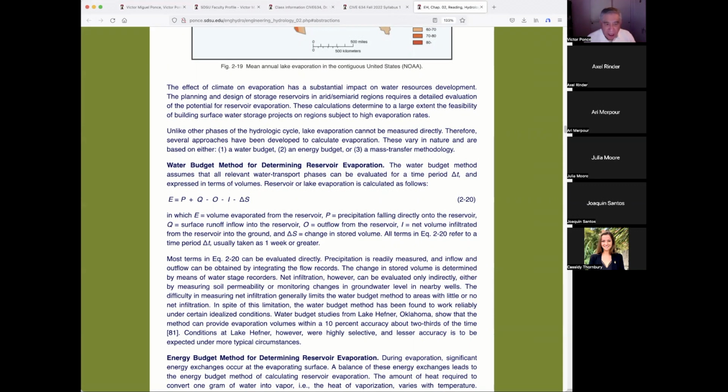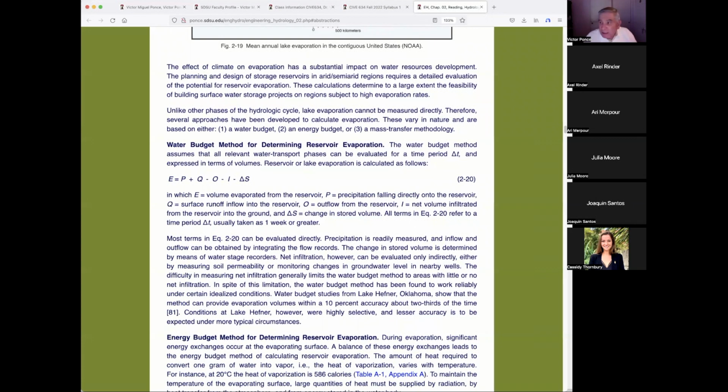Okay, so first we talk about the water budget. The basis of the water budget is this equation over here. It's a volumetric accounting of where the water is going. E is evaporation, P is precipitation, Q is surface runoff into the reservoir. Typically, a water budget is used for reservoirs, for reservoir evaporation. So all this makes sense because you're accounting basically for where the water is.